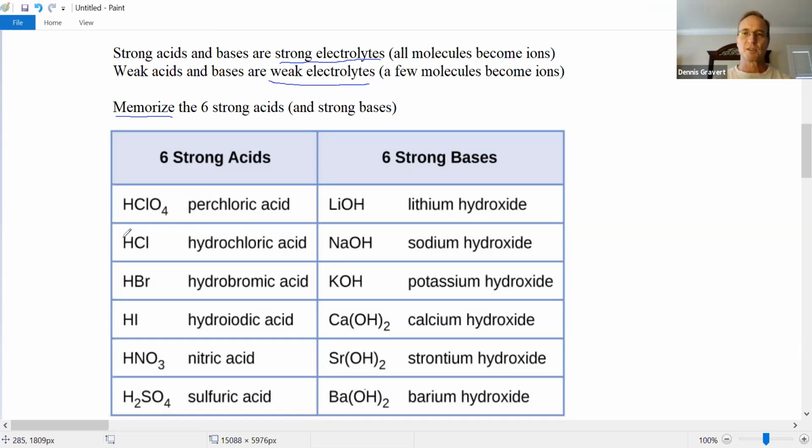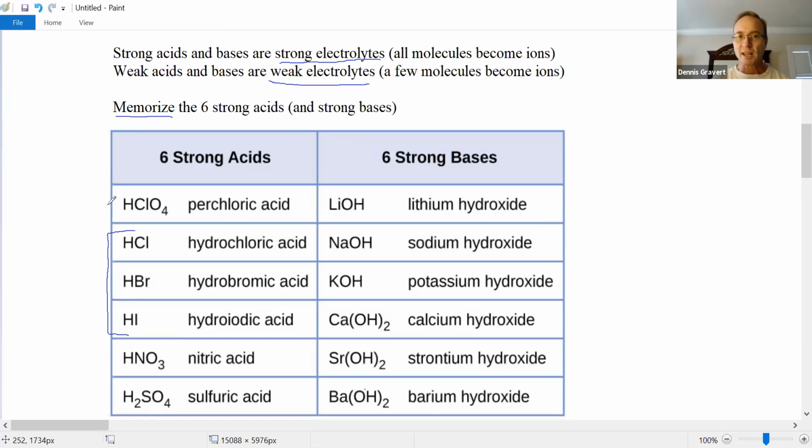These, however, are more important to memorize. If you go to column 7 on the periodic table, you've got chlorine, bromine, iodine, not fluorine. It's weird, it doesn't form a strong acid. But HCl is found in the stomach acid. Yeah, that's a strong acid. Helps us with our digestive system. HBr, HI, same column. They're acting similar to each other. Those are 3 of the 6 strong acids.